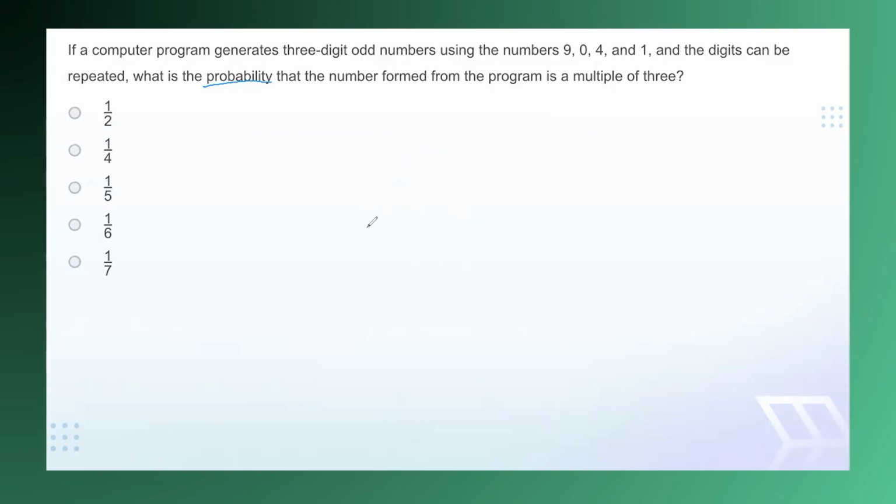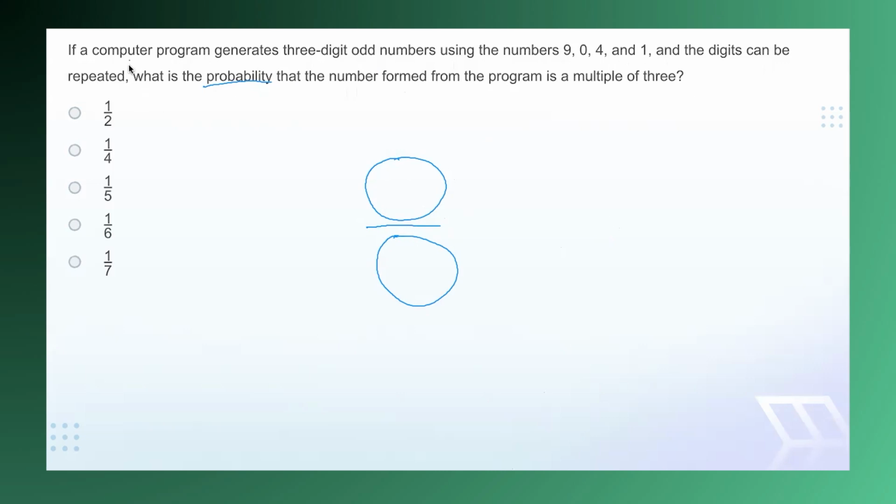I'm going to go ahead and set up a fraction bar as a reminder that I am solving both for a numerator on the top and a denominator on the bottom. All right, digging into our question stem. If a computer program generates 3-digit odd numbers using the numbers 9, 0, 4, and 1, and the digits can be repeated, what is the probability that the number formed from the program is a multiple of 3?